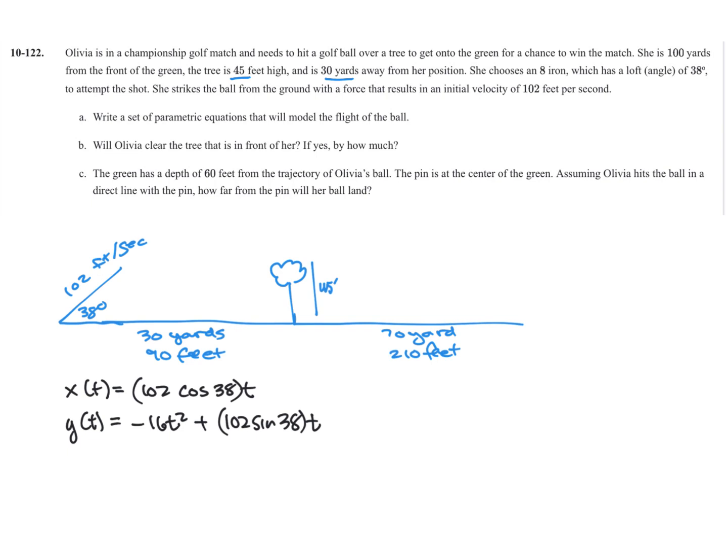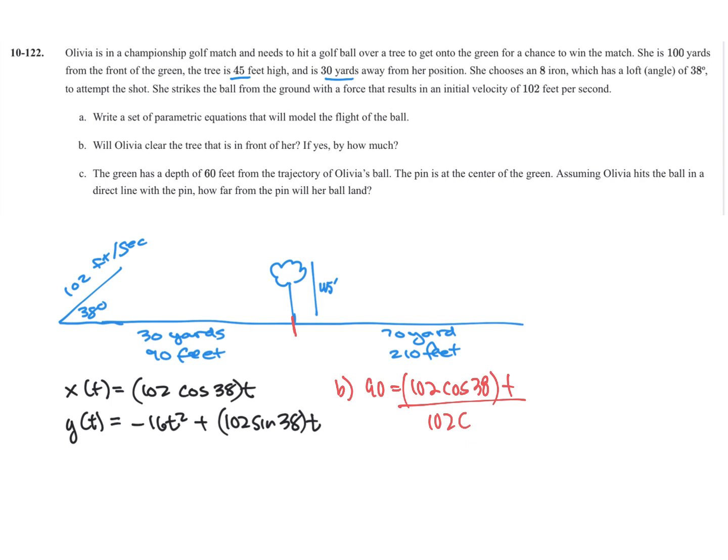Letter B, will Olivia clear the tree that is in front of her? If yes, by how much? Well, what you need to realize is she is 90 feet away from the tree, and that is your horizontal distance. And then I'm going to want to know how high it is. So I need to know how many seconds it will take to get 90 feet. So for letter B, I will use the x of t. I want to put 90 in there so I can find out how many seconds she is in the air using the y equation. So 90 equals 102 cosine 38 t. And then go ahead and solve for that.